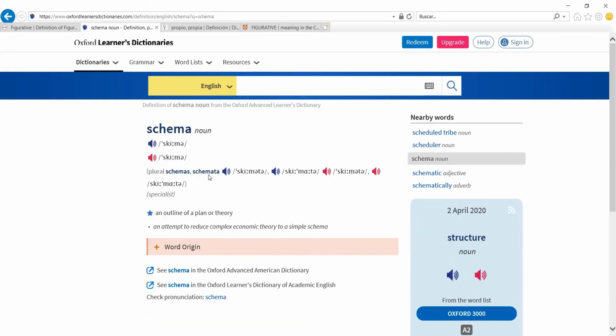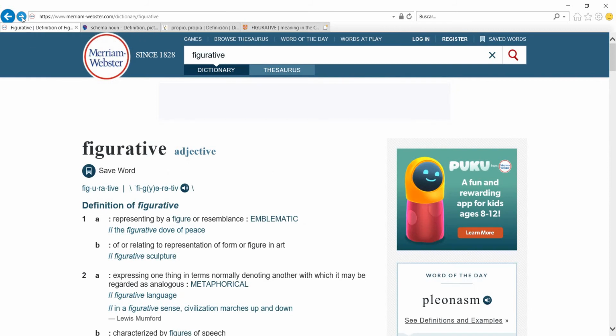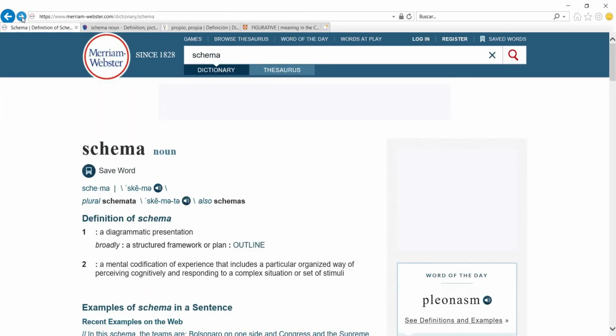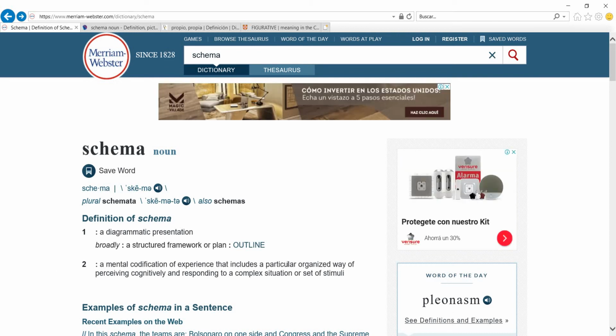Schema theory, the plural may be schemas or schemata, right? Because this is a word of Greek origin. This is a Greek plural. A schema is an outline of a plan or theory. And if we ask Merriam-Webster, Merriam will tell us something more specific. Sense number 2 is a mental codification of experience that includes a particular organized way of perceiving cognitively and responding to a complex situation or a set of stimuli.